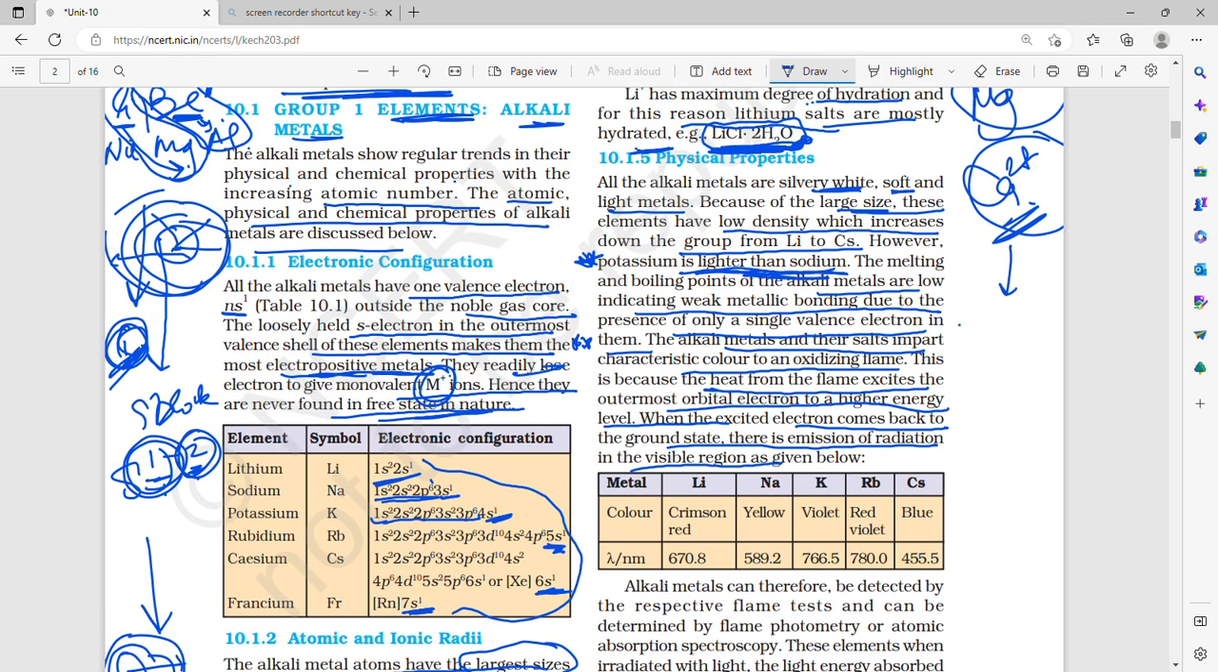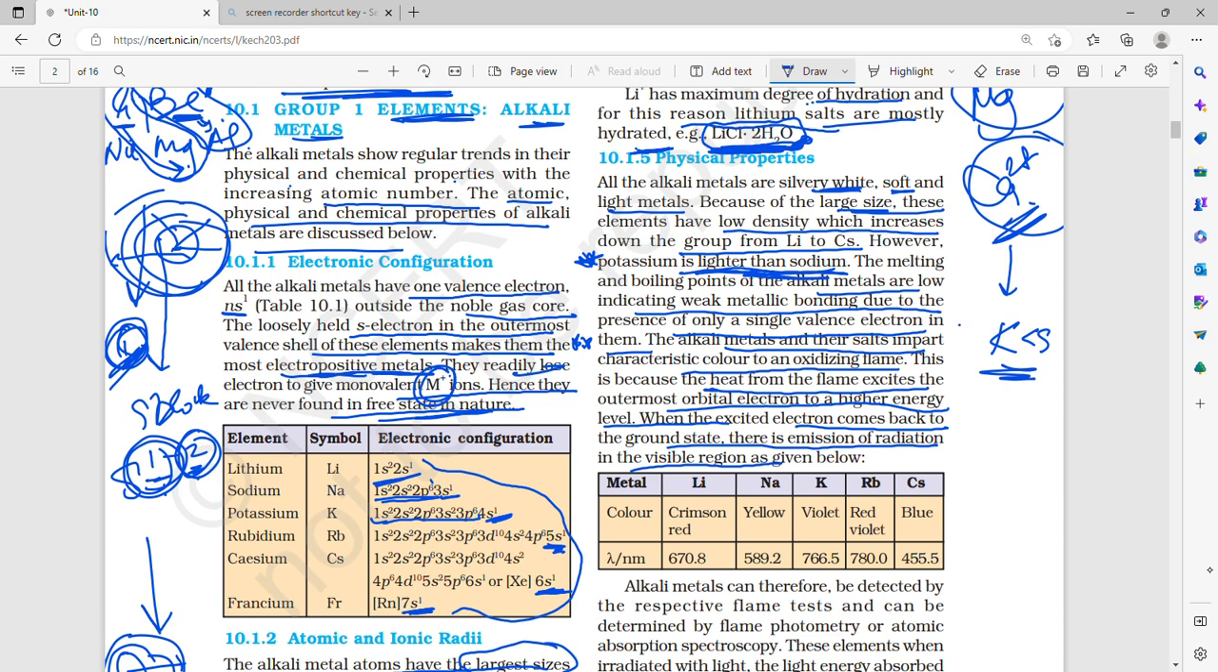We saw that all the alkali metals are silvery white, soft and light metals because of the large size. Because of the large size, they all have low density, which increases down the group. That is, the density increases from lithium to cesium. So cesium will have the highest density, lithium the lowest, but the exception is potassium, which is lighter than sodium.